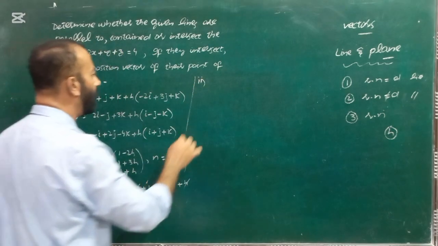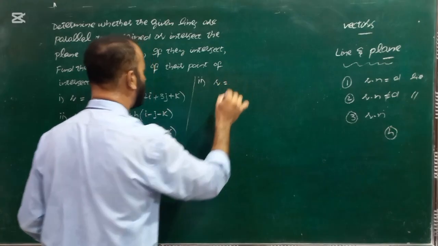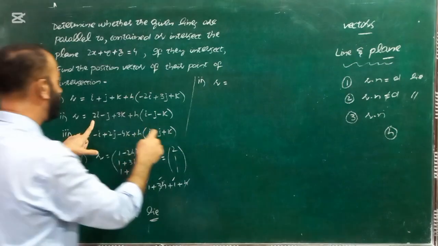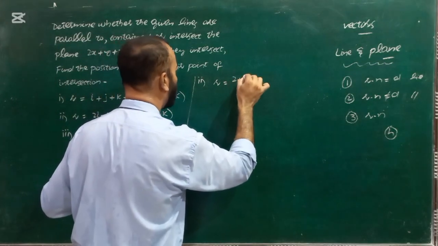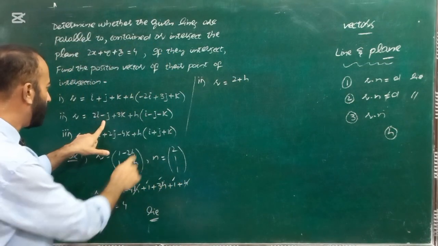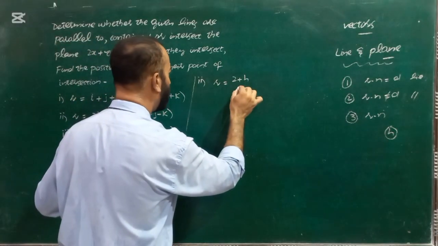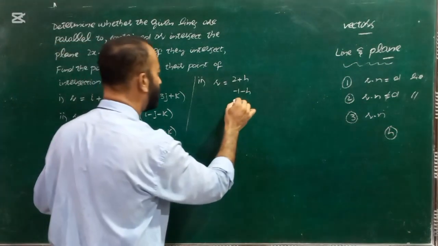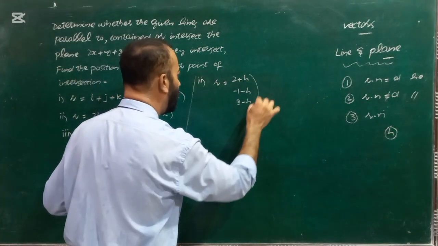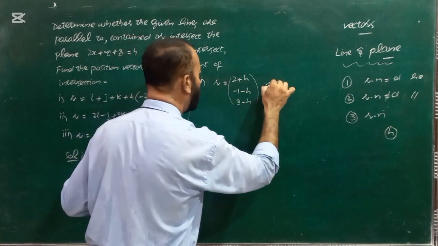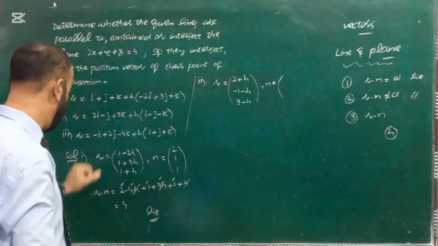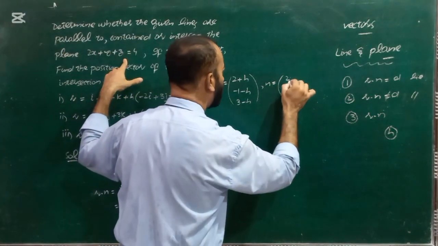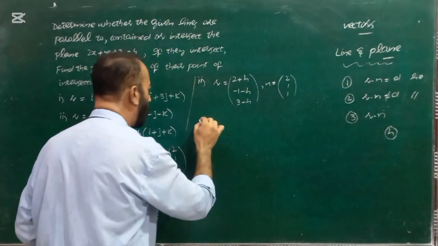So r is 2 plus lambda, then minus 1 minus lambda, and finally 3 minus lambda. So this is r, and n is the same, that is 2 1 1. So now we are going to find r dot n.